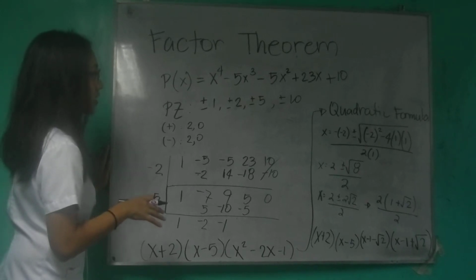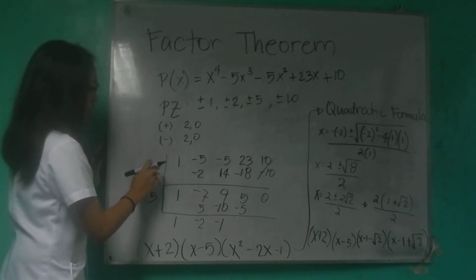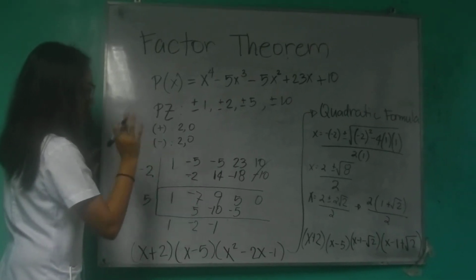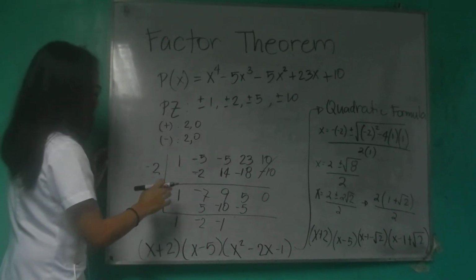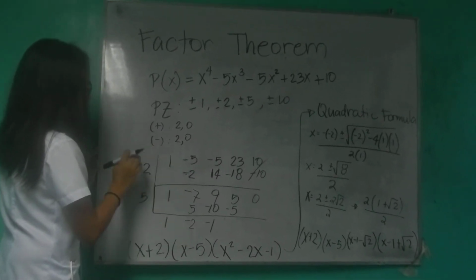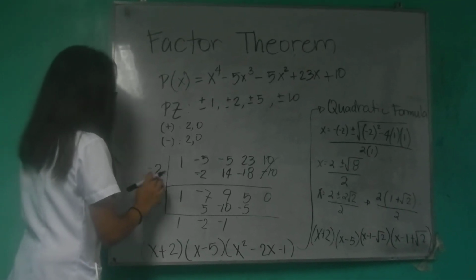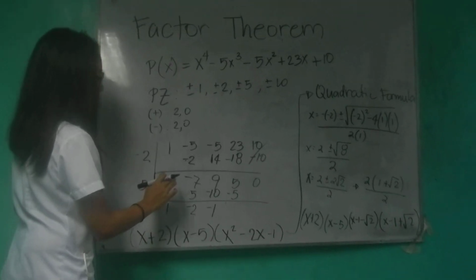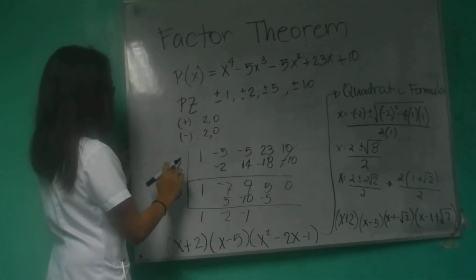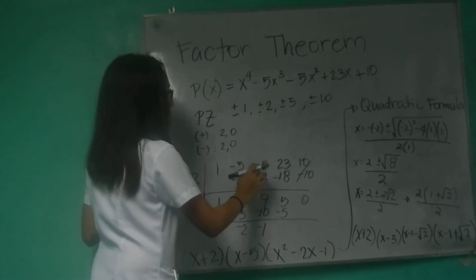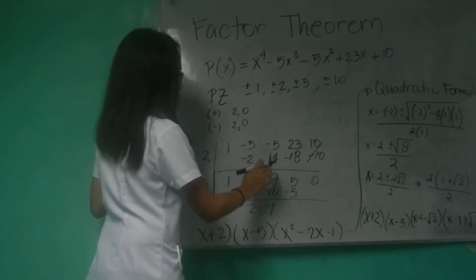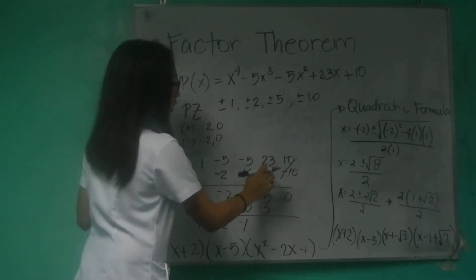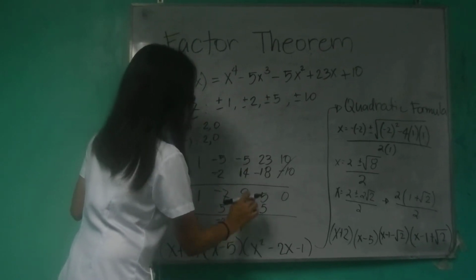Again, we have to guess what numbers we should multiply in order to cancel out the coefficients in the last term. So, we bring down 1 and we try to multiply to negative 2. So, negative 2 is here, then negative 5 plus negative 2 is negative 7. Negative 7 times negative 2 is 14. Negative 5 plus 14 is 9. And 9 times negative 2 is negative 18. 23 plus negative 18 is 5.